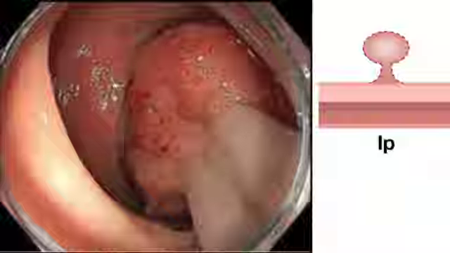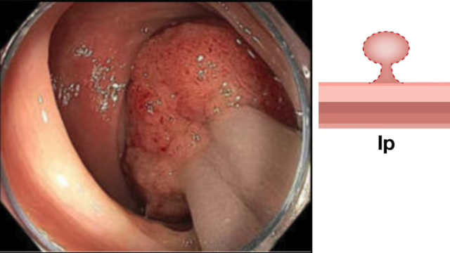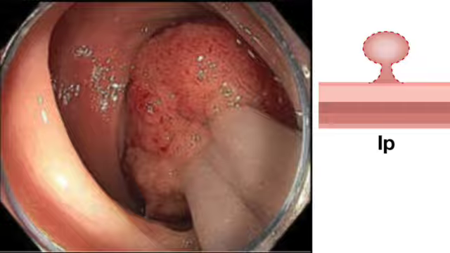Just think about the geometry of the colon wall. You have layers, mucosa on top, then submucosa, then muscle. A polyp that grows up, like our mushroom, is growing away from the danger zone.